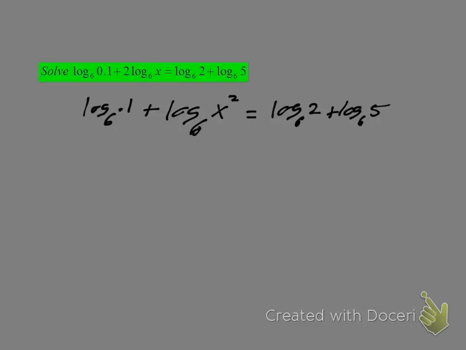Now you have two sums of logs on either side. How do you put those together? You multiply. Okay, multiply the quantities. So log base 6 of 0.1 x squared equals log base 6 of 10.